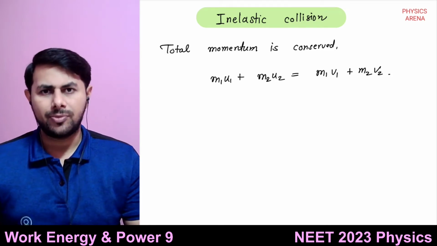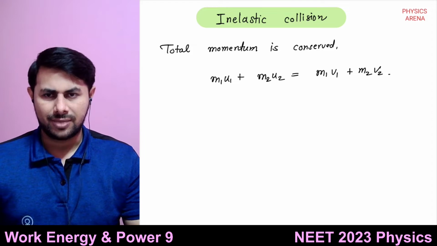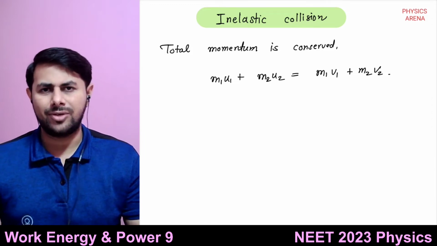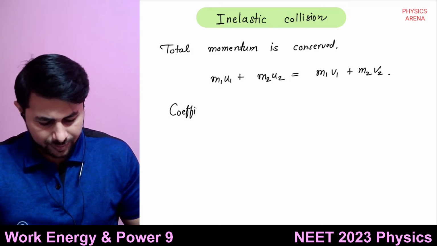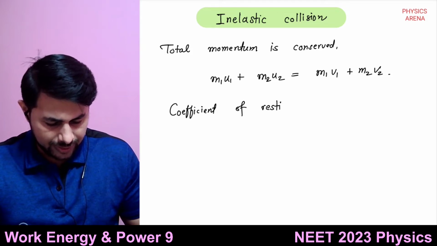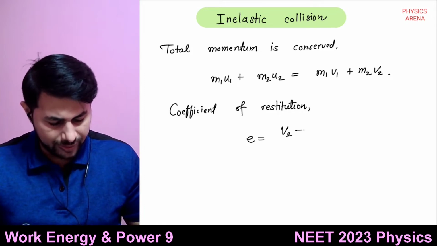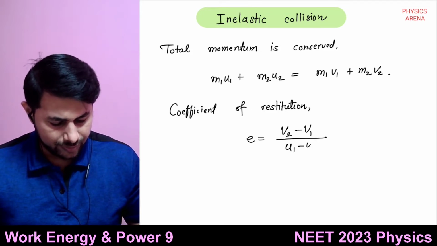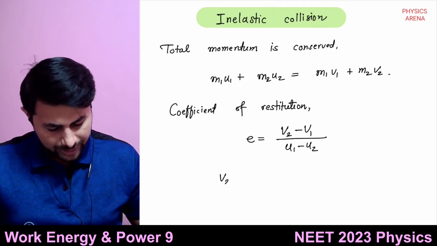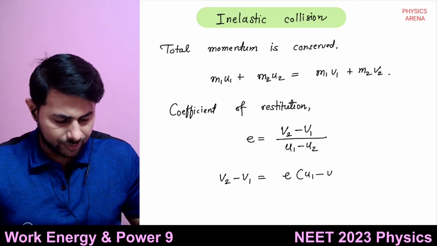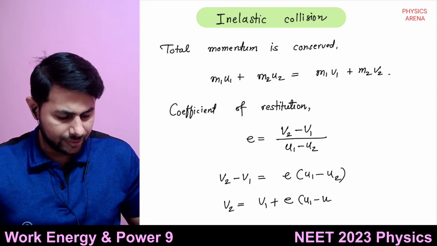And then we make use of the coefficient of restitution. Now some kinetic energy will be lost. It depends on how much is the coefficient of restitution, how much is the velocity of separation. So let's suppose the coefficient of restitution e is equal to what? We know that it is (v2 minus v1) divided by (u1 minus u2), and then you can take the u1 minus u2 on the other side, so you get v2 minus v1 is equal to e times (u1 minus u2), or v2 is equal to v1 plus e times (u1 minus u2).